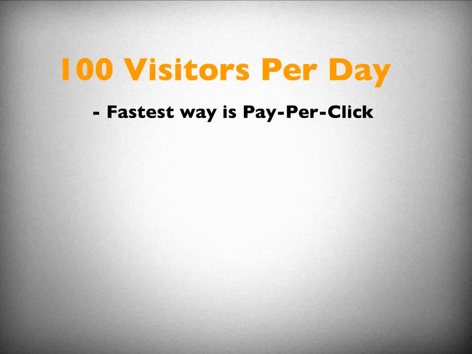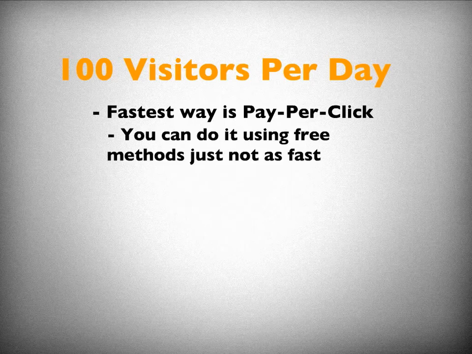So we'll give you a little intro to paid search here in just a second, but what you need to understand is you can do it using free methods, it's just not as fast. So I want to make that point, and I want you to understand the fastest way to get 100 visitors per day is to pay for it using paid search engines. If you don't have the money or the funds to do that, that's okay. I'm going to show you a way in which you can do it for fairly cheap. But if you don't have the money, that's understandable. You may need to use free methods. Just realize it's going to take you a little bit longer to get results. So if you can pay for it, I would suggest that you do.